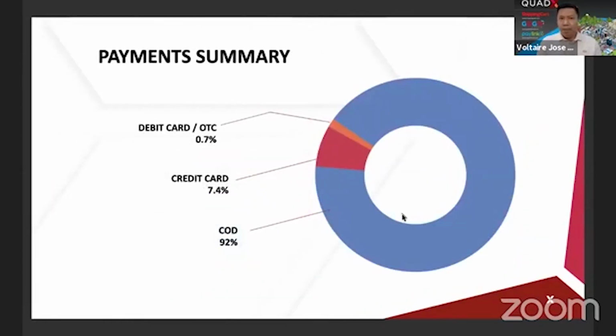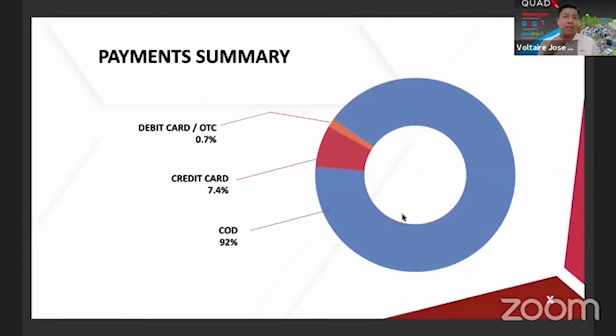Now, here's a summary of the data that we've gathered, the payment summary. So far kasi, what we have is 92% is all COD pa, and only roughly 8% is split between credit card, over the counter, and credit card.